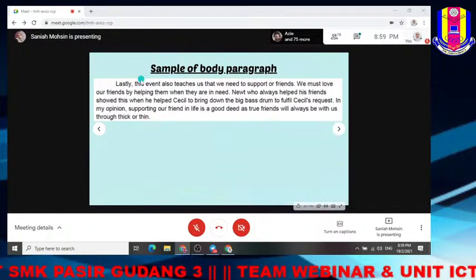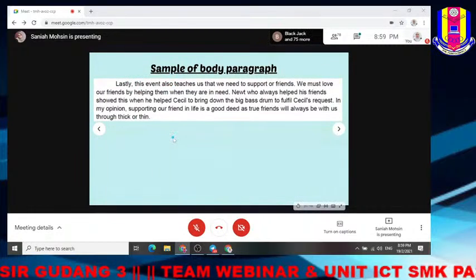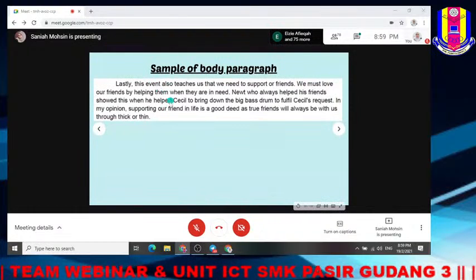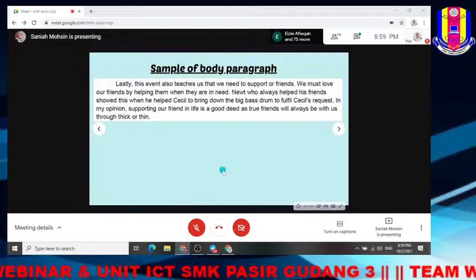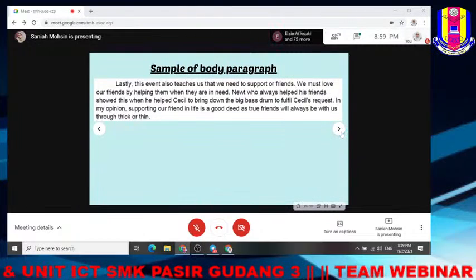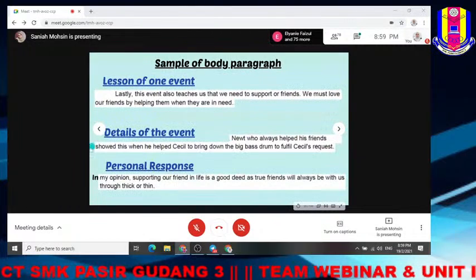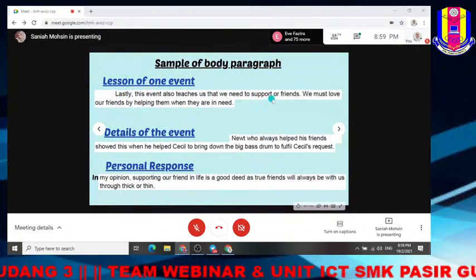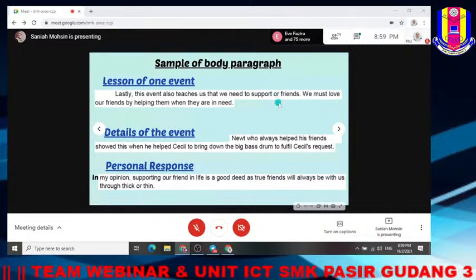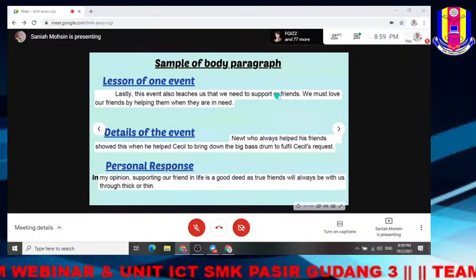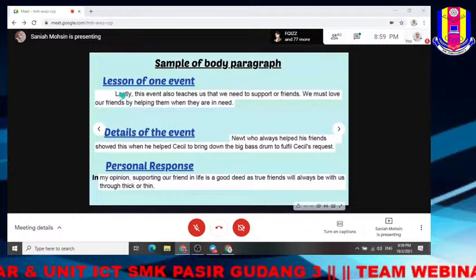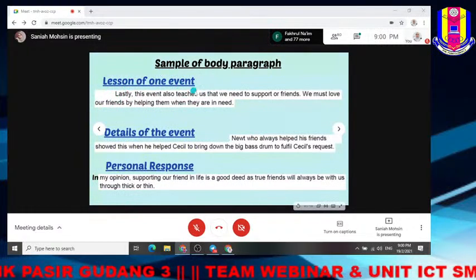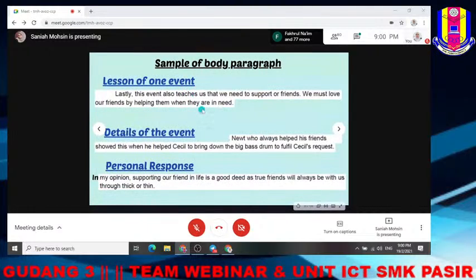Okay, so kat sini, pastikan bila kamu buat body paragraph, macam tips kita tadi, okay, nampak macam perenggan ni pendek kan? Tapi actually it answers the question sebab dia ada 3 komponen. Okay, let's see. Contohnya, lastly, this event teaches us that we need to support our friends. Okay, ni salah typo ya. Manusia biasa buat kesilapan. Okay, so over here dia cakap tentang lesson. Okay, and lesson of only one event. So kita dah menjawab soalan kat situ.